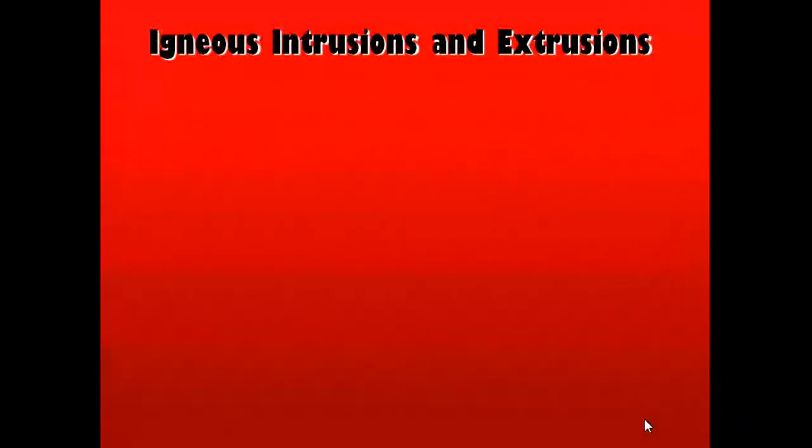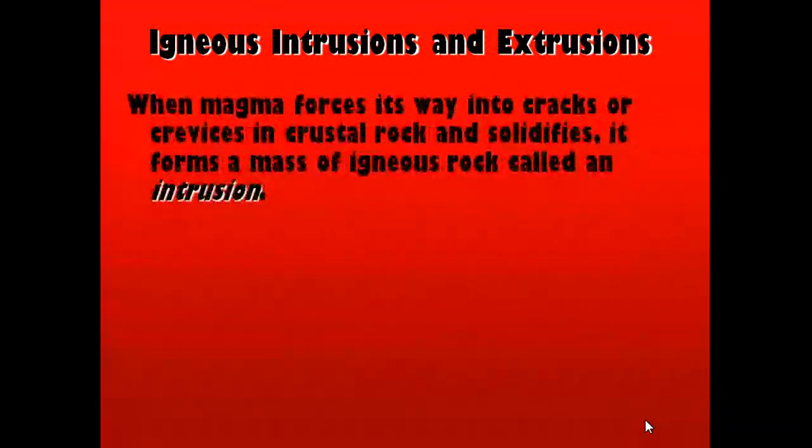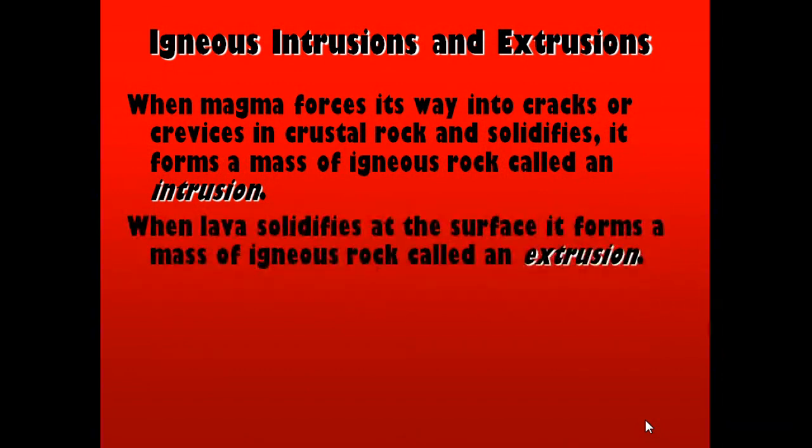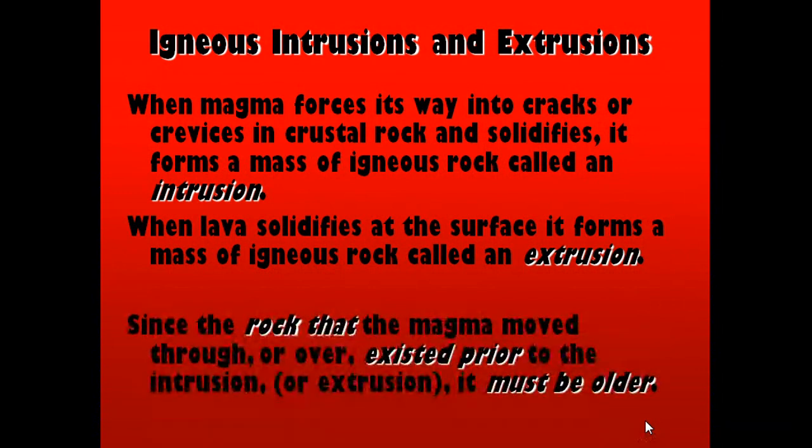Igneous intrusions and extrusions. When magma forces its way into cracks or crevices in crustal rock and solidifies, it forms a mass of igneous rock called an intrusion. When lava solidifies at the surface, it forms a mass of igneous rock called an extrusion. Since the rock that the magma moved through or over existed prior to the intrusion or extrusion, it must be older.